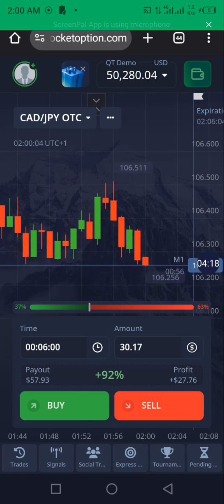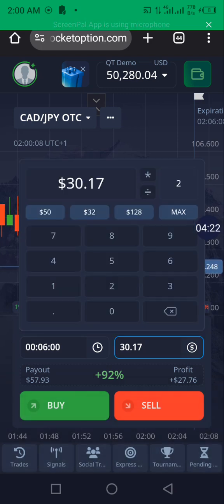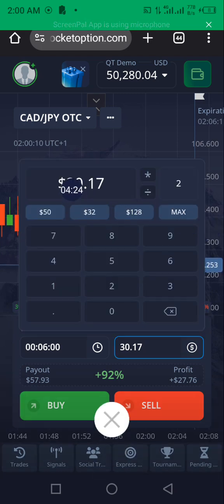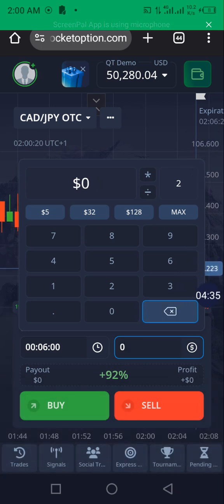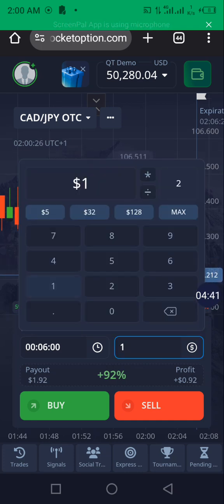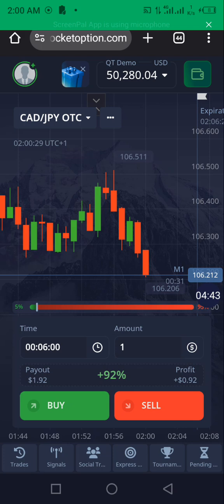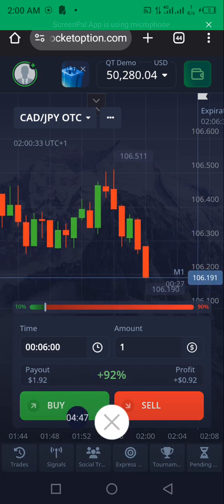Then this box is where you enter the amount you want to trade with. Like here now, I enter $30. This is where to enter the amount. If you don't want to trade with $30, you can clear it. You can use this handle to clear it. If it's $1 you are trading with from your capital, when you click on it, select $1, and click outside. You can see it's $1 already. So when the signal says buy, you click on the green button.